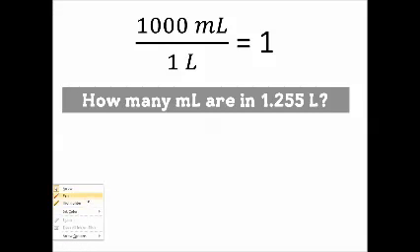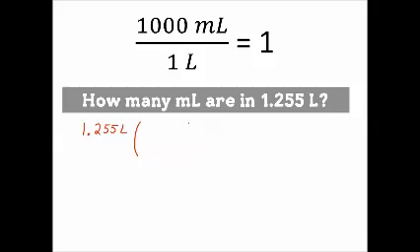We've got how many milliliters are in 1.255 liters? So we know we have 1.255 liters. What I can do is multiply 1,000 milliliters divided by 1 liter.